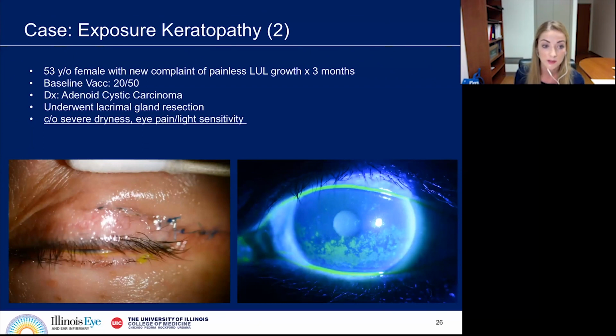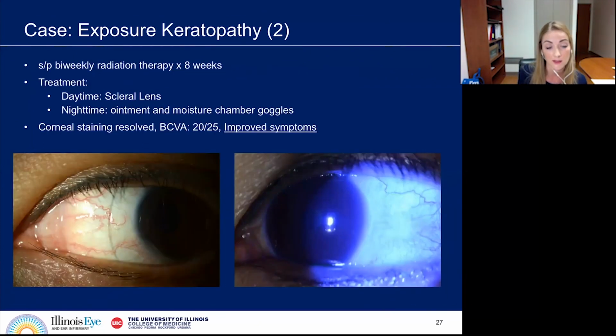So this patient was switched into a scleral contact lens. She underwent biweekly radiation therapy for 8 weeks and was later treated with a scleral lens during the daytime and ointment and moisture chamber goggles at night. The symptoms improved, the corneal staining resolved. I'll just compare those pictures again with the scleral contact lens.